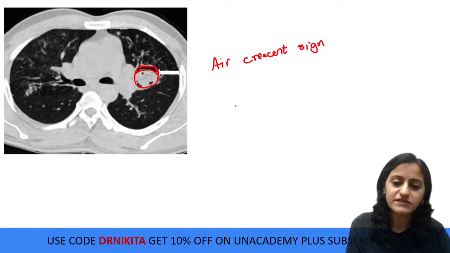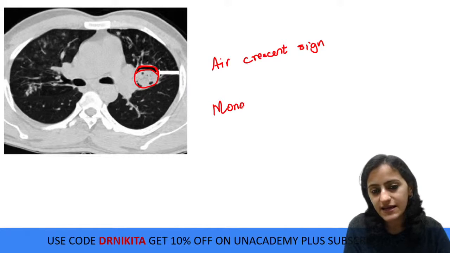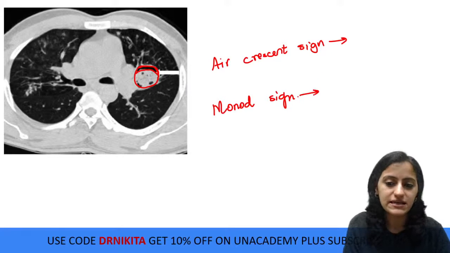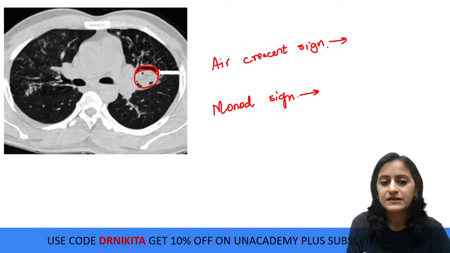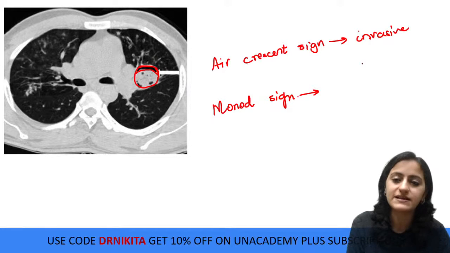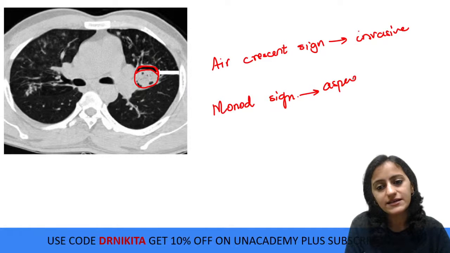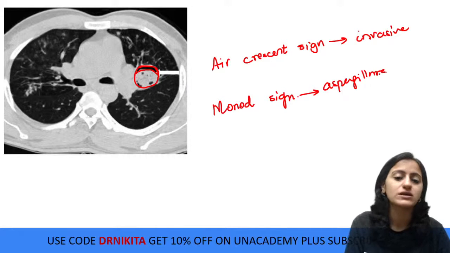Now, two signs which we read very interchangeably, we use the term air crescent sign or the Monad sign. But when you go into the details and when you read about them, it is said that the air crescent sign is seen in angio-invasive aspergillosis, while the Monad sign is seen in aspergilloma. That is what the books say.